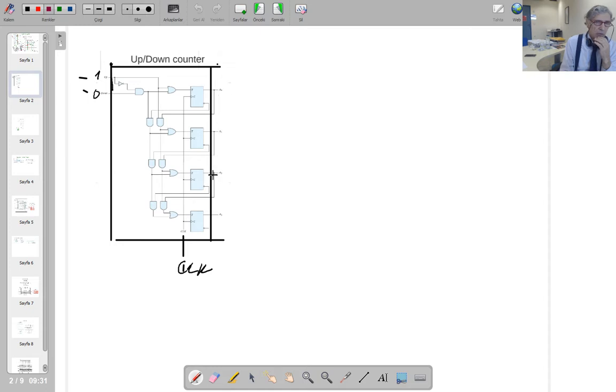The number of outputs here, that means the number of output terminals, is less. That means less cost. So that's going to be cheaper than the other one, if you want to make the other one an up and down counter.